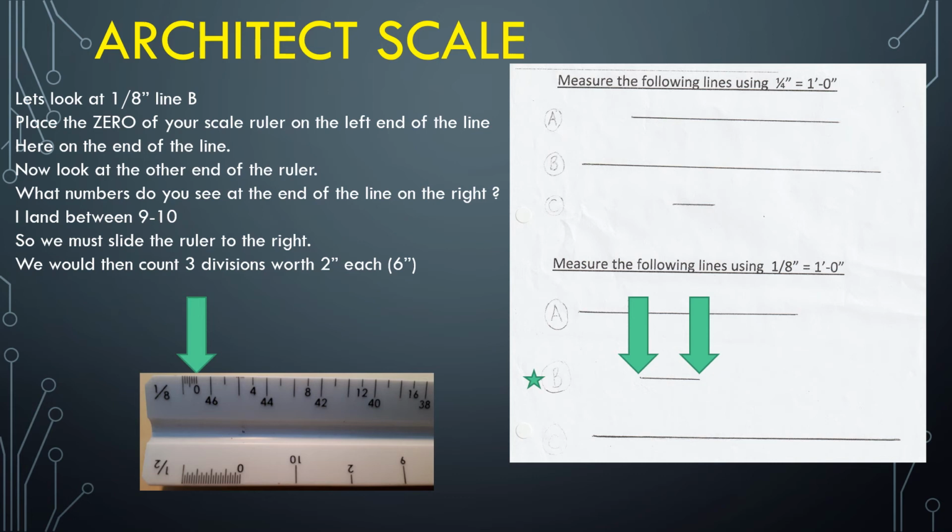So then you count the 3 divisions worth 2 each over here. So if it's 3 divisions worth 2 inches each, that's 6 inches. Your answer would be 9 feet, 6 inches. That's how you write it.